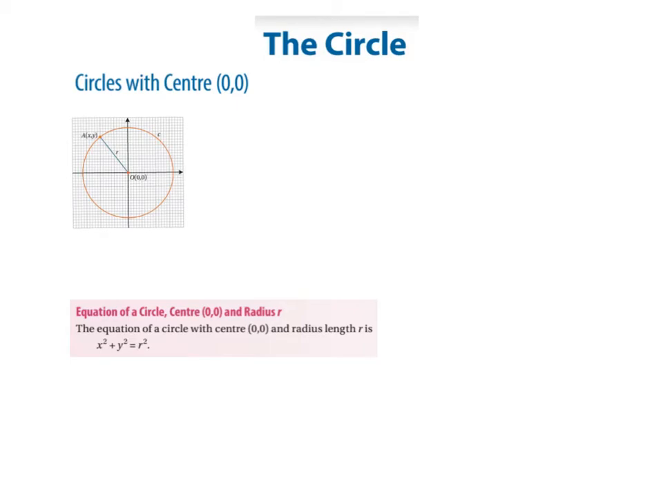You can see we have 0, 0, and we've got any coordinate x, y, and the radius, I'm sure you're happy, will be the same no matter where we take the point from. So the radius is the same from here to here, from here to here, and so on. So we can use the distance formula to work out OA here. And the distance formula from the previous section is OA is equal to the square root of x1 minus x2 all squared plus y1 minus y2 all squared.